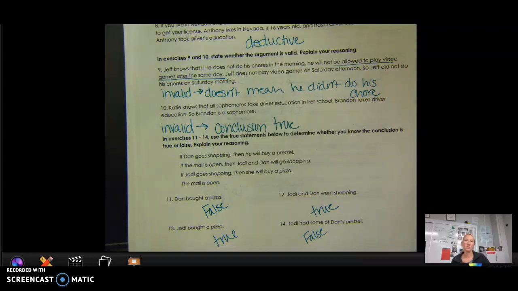Law of syllogism takes out the part that they share and sandwiches together the part that they didn't share. So if I am a Titan, then I go to West. If I go to West, I play football. So then I would take out the if I go to West part, and I'd say, if I am a Titan, then I play football. Okay?